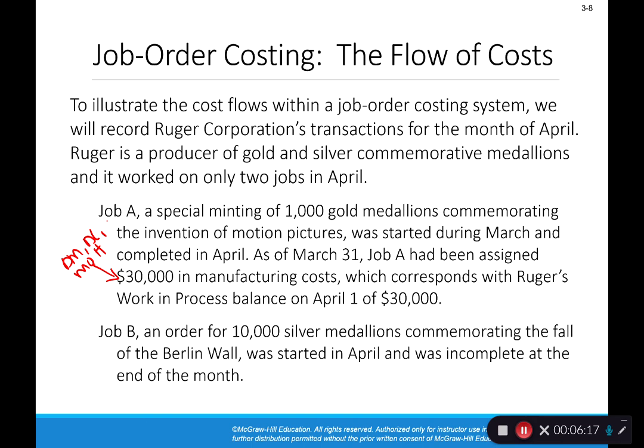Job B is 10,000 silver medallions commemorating the fall of the Berlin Wall. It started in April and was still incomplete at the end of the month. So it wouldn't have any beginning work in process balance as of April 1st because we just started it during this period.